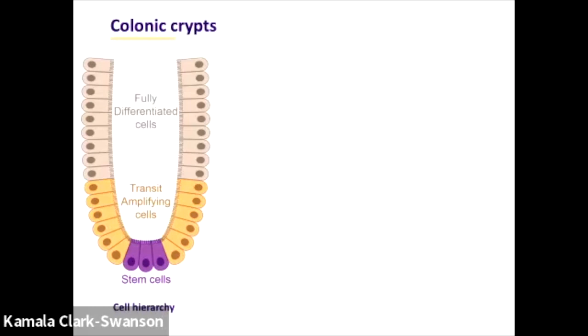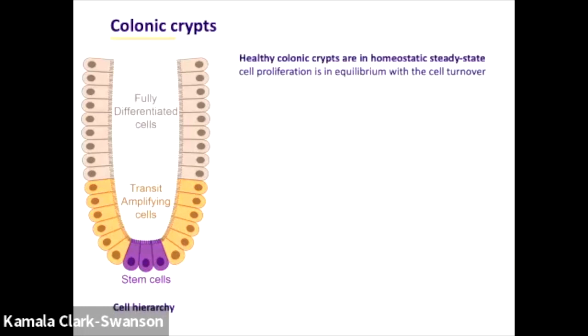So a bit on the colonic crypts. The main characteristic is that we have a cell hierarchy depending on the proliferation of cells residing within the crypt. And of course, for healthy colonic crypts, we have a homeostatic steady state, where the cell proliferation happening in the lower part of the crypt is in equilibrium with the cell turnover happening in the top part of the crypt. In the bottom of the crypt, we have the stem cell niche in the crypt base, where stem cells divide once a day, producing TA cells.